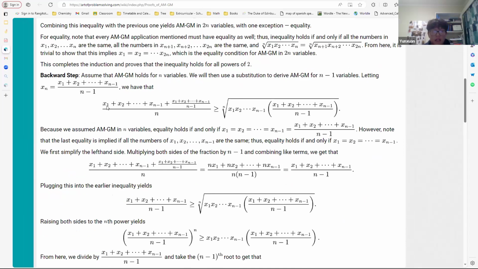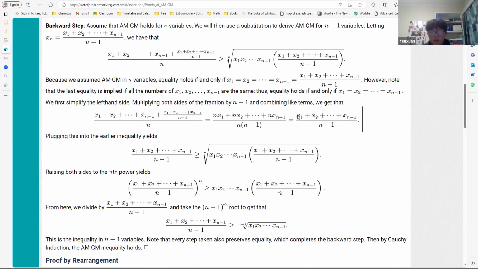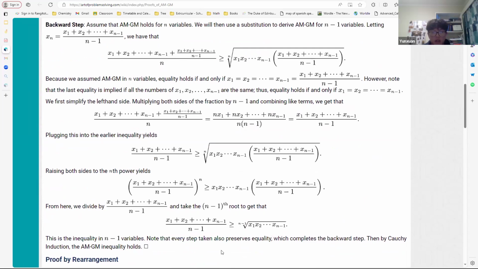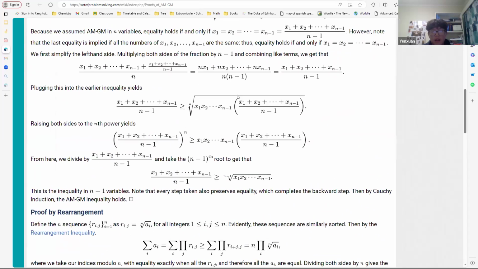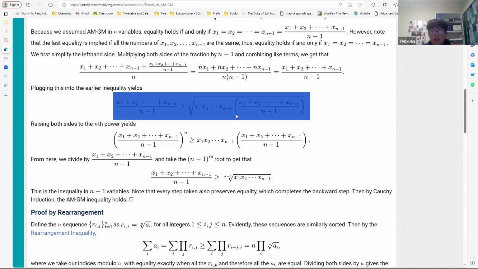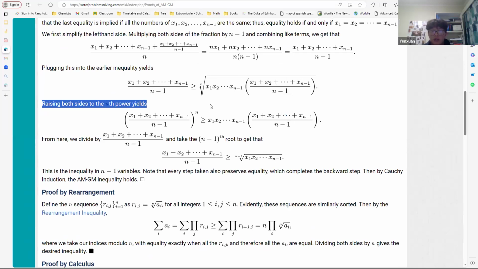So if you add from x1 to xn, because xn is now this expression, we would have just x1 plus all the way to xn minus 1 divided by n minus 1, which is the left-hand side of the n minus 1 inequality. And then now, in our geometric mean, we can't really do anything, right? Because we have an arithmetic mean within the geometric mean on the right-hand side of the AM-GM expression. So this wouldn't help us because we can't really do anything with it at the moment.